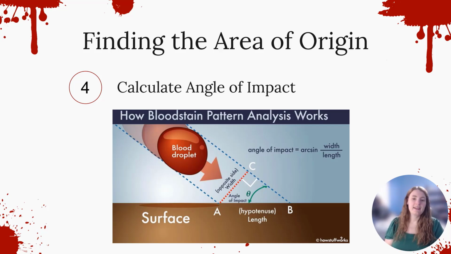Step 4, calculate the angle of impact. The geometric formula here allows you to calculate the angle of impact by taking the arc sine, or the inverse sine, of the width divided by the length. Because we're measuring impact between two surfaces, typically the angle of impact will range from 90 degrees, which creates perfectly round droplets, to lower angles like 10 to 15 degrees. And these create very elongated droplets like the one that you saw on the previous slide.